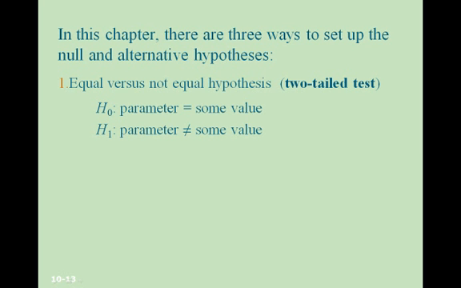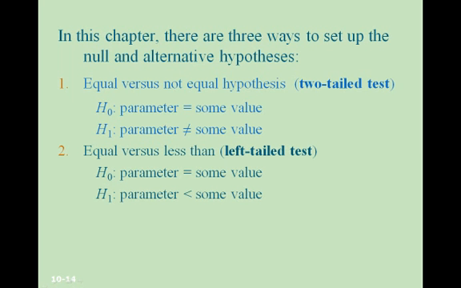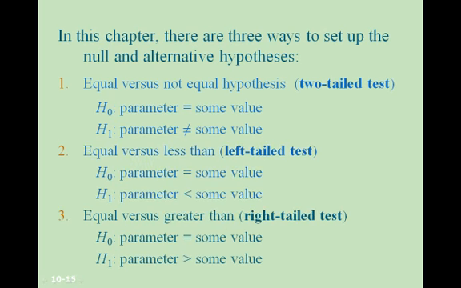The second way, we have equal versus less than, and this is what we call a left-tailed test. Our null hypothesis says that our parameter is equal to a value, whereas the alternative hypothesis says that the parameter is less than that value. And third, we have equal versus greater than. We call this a right-tailed test. The null hypothesis says that our parameter is equal to our value, and our alternative hypothesis says that our parameter is greater than that same value.